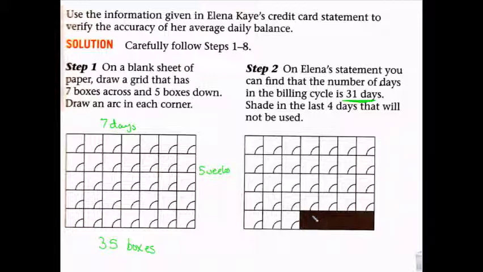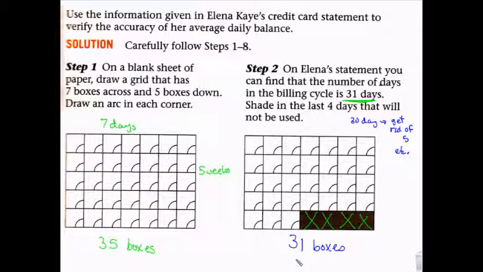So they shaded them out. You can just put X's in them if you want to. But you get rid of 4 days. You have 35 days, you only need 31. Get rid of the last 4. Okay. Or if it's a 30-day cycle, you get rid of 5. Etc. Just to make it so that you now have 31 boxes.